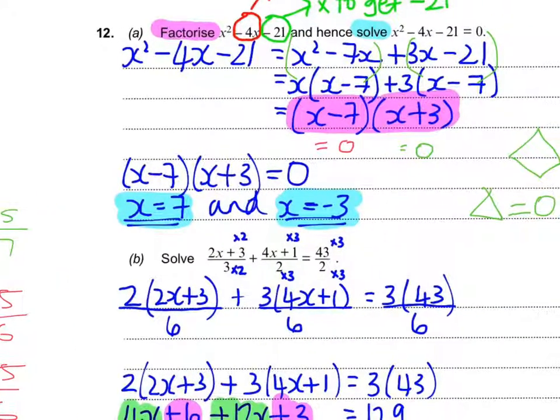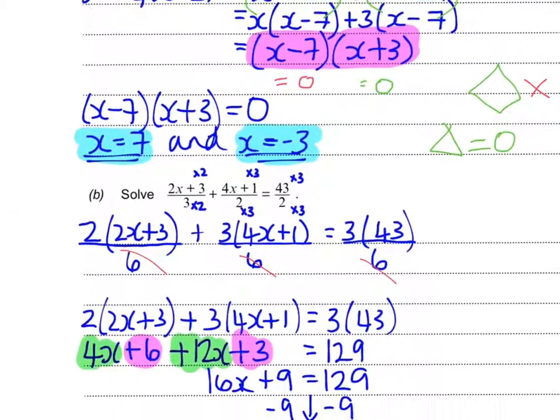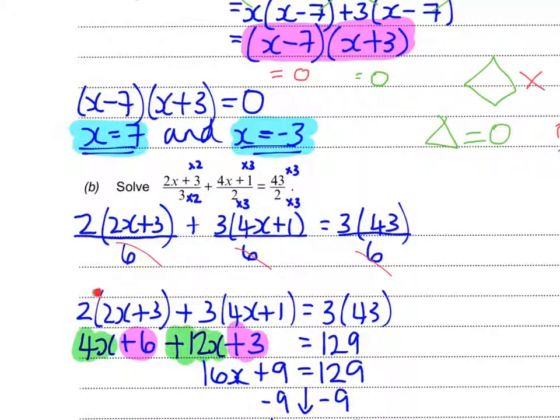If I've got these all over 6, you can forget about the 6s, they all cancel out. I'm looking at just literally adding together these two parts here to get whatever this answer is. So what you do next is eliminate those 6s, pretend they don't exist anymore, and you expand your bracket. So 2 times 2x gives me 4x, 2 times 3 gives me 6, 3 times 4x gives me 12x, 3 times 1 gives me 3, and then 3 times 43 gives me 129.